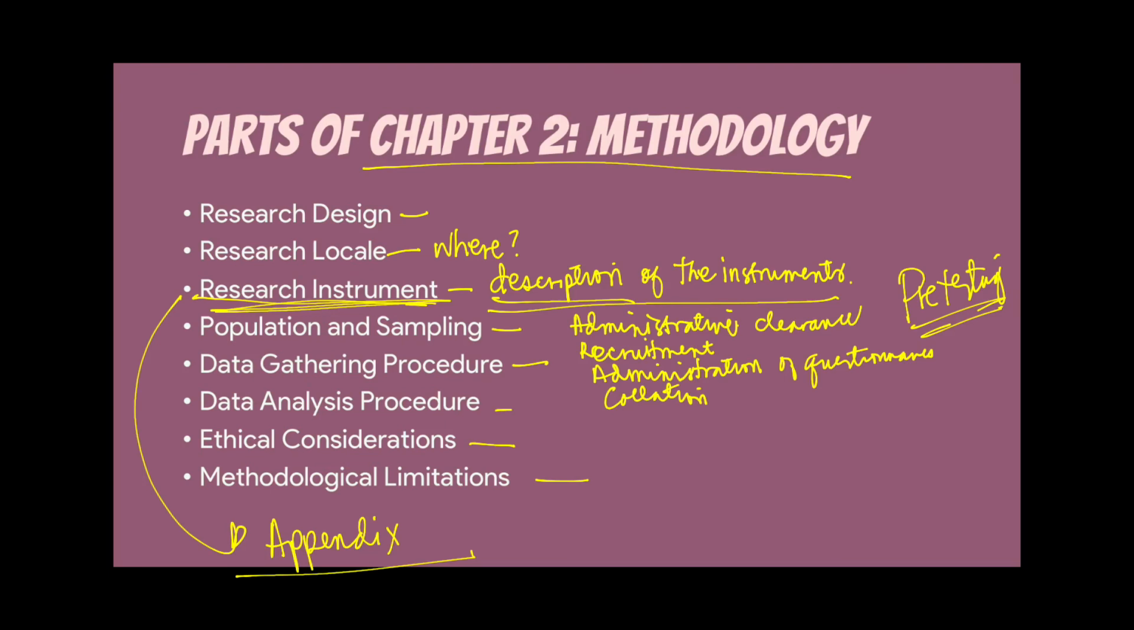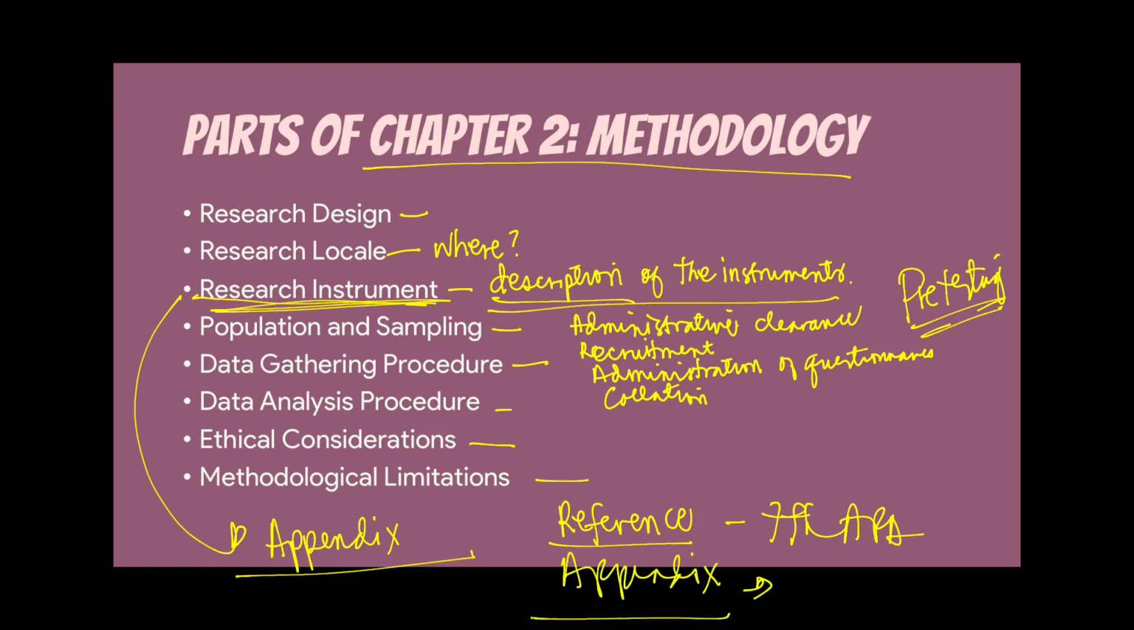And then the proposal does not end with Chapter 2. You have to have your reference section, which comes after Chapter 2. References follow the 7th edition of APA, and after that your appendix. Usually the appendix for your proposal has your actual questionnaire or survey forms.